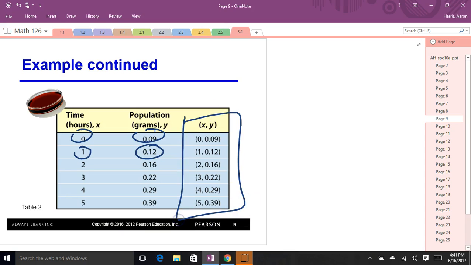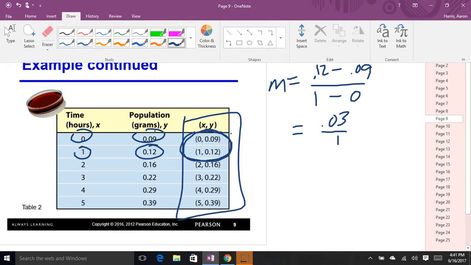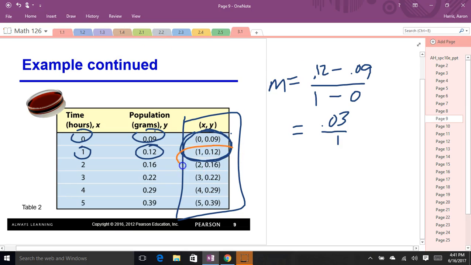Here's your ordered pairs, right? And so what we're trying to determine is, is this thing linear or not? So what you want to do is start with these two right here, and find their slope. And you say, well, y2, 0.12 minus y1, 0.09 over x2 minus x1. This ends up being 0.03 over 1. So slope is 0.03. And then you do it for the next set as well. Let's find this slope and see if it's the same. It's got to be the same.